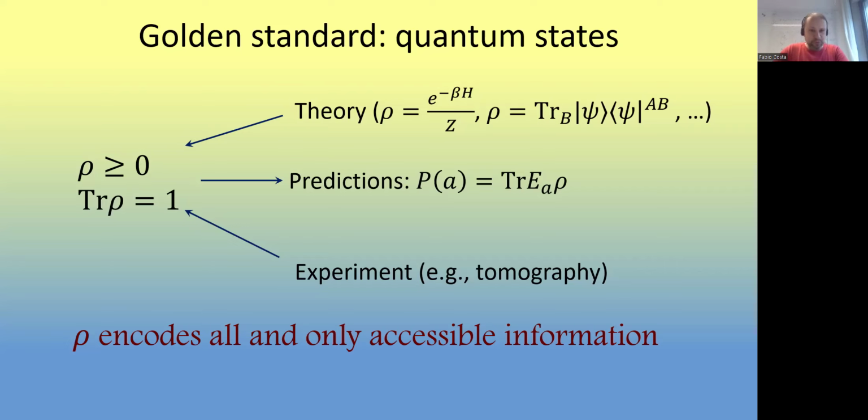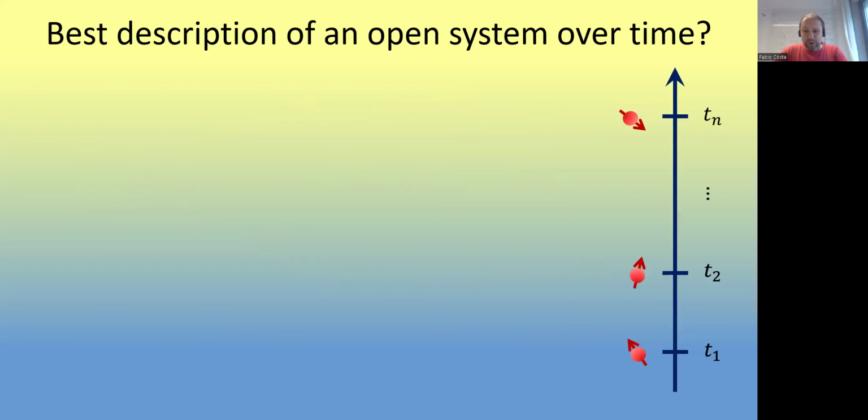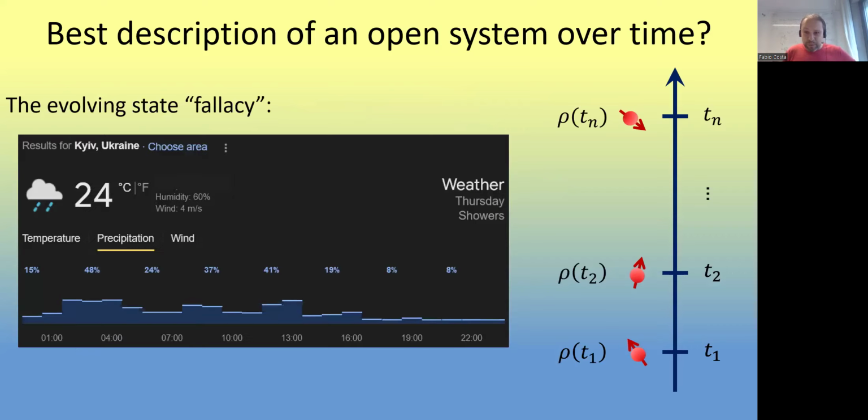Okay, so that's good if what we are interested in is measuring a system at a given time. And now, what do we do if we have a system that evolves in time? To simplify, we can look at the system at a discrete set of times, maybe even a finite set of times. What most of us will intuitively do is, if we want to look at the system multiple times, the best we can do is to describe its state at each time. So the density operator at time 1, at time 2, and at time n. This is what I call the evolving state fallacy.